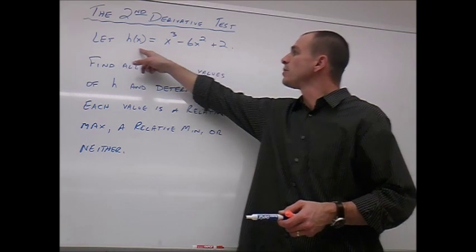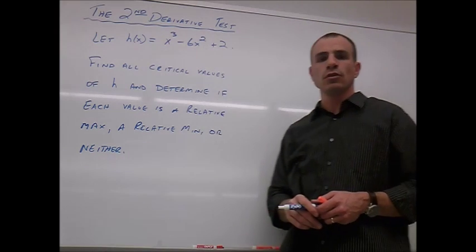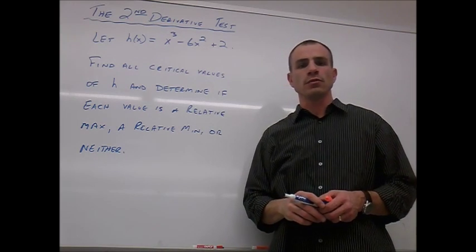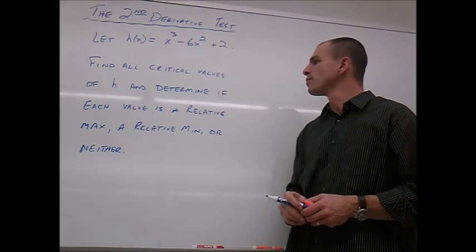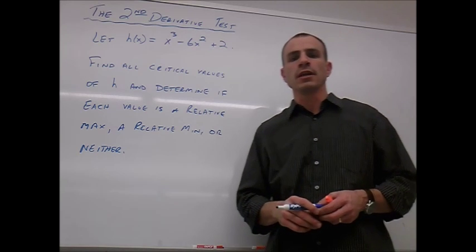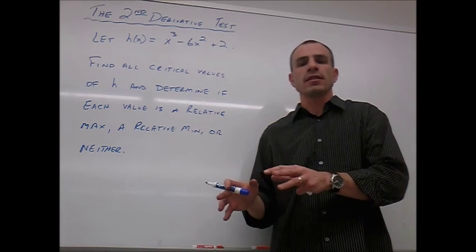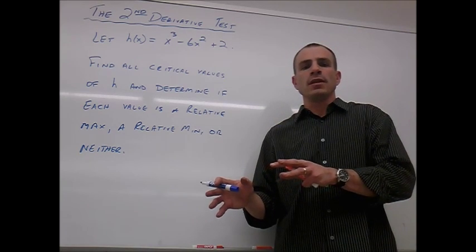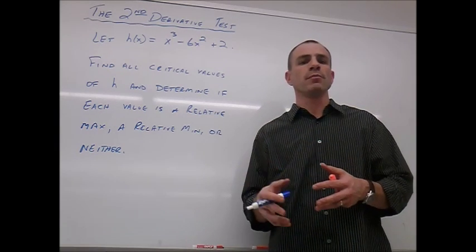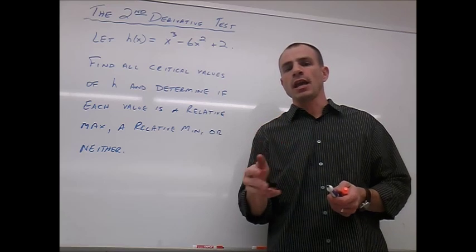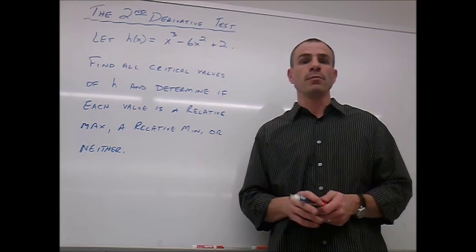So that's our charge right here. We have the basic function h of x is equal to x cubed minus 6x squared plus 2. Find all critical values of h and determine if each value is a relative max, a relative min, or neither. And let me just state right now that this actually is a topic which is important, and you can absolutely use it, but it won't necessarily be tested on the AB exam. I have seen it come up on the BC exam.